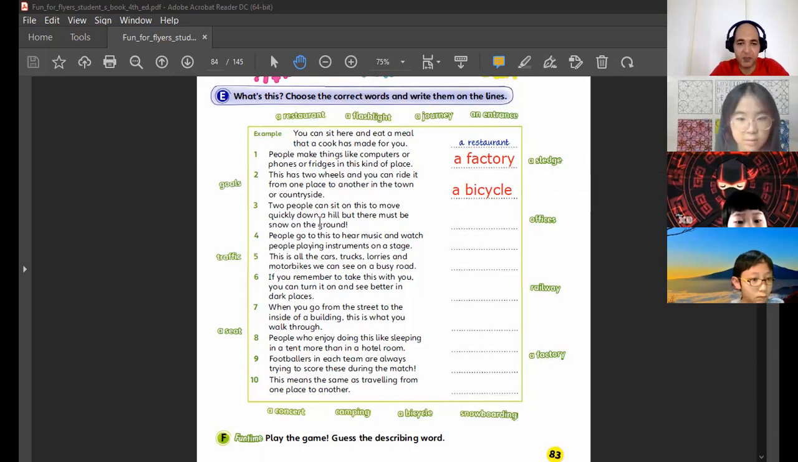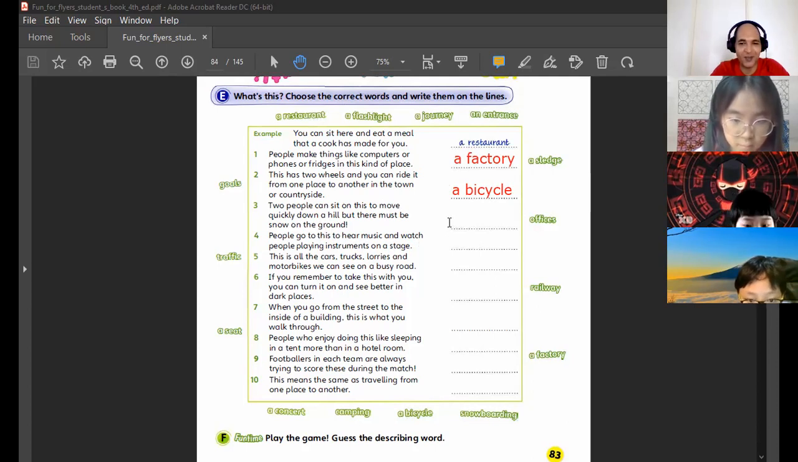Number 3, 2 people can sit on this to move quickly down a hill. But there must be snow on the ground. No, this is the only one you got wrong, Plawan. Not snowboarding. A sledge.